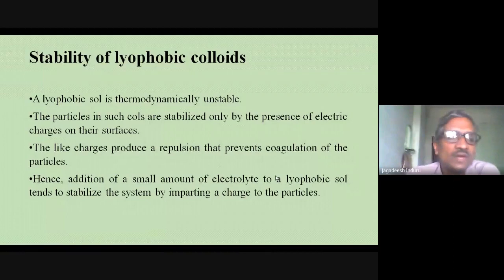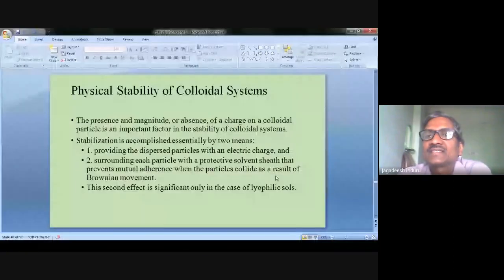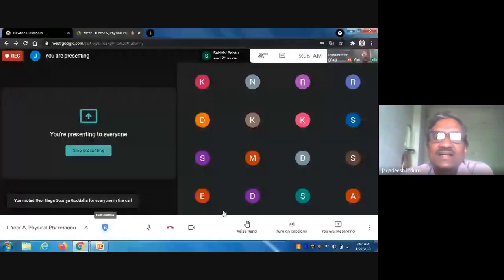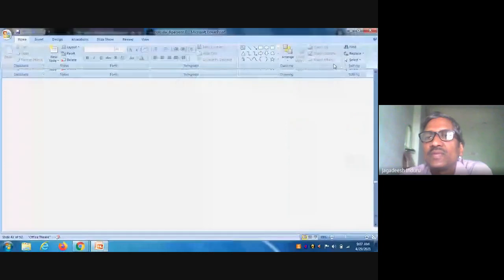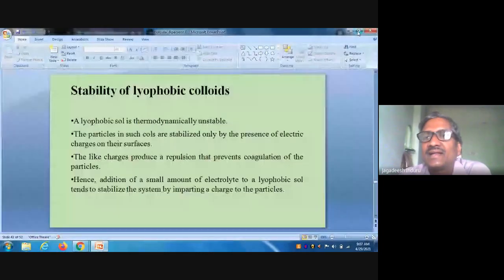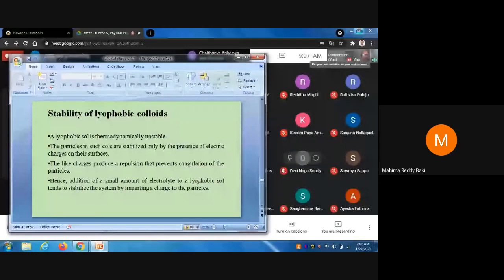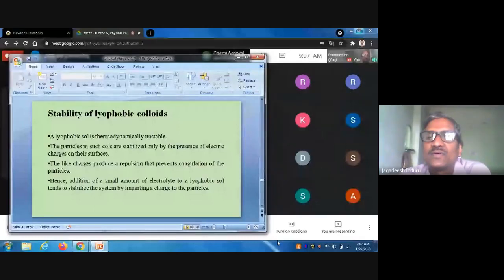So whenever you add electrolytes, which potential is going to be affected first? Can anybody answer? Whenever you are adding electrically charged electrolytes, which potential is going to be affected first? Zeta potential. Exactly. So zeta potential, Mahima, you are correct.